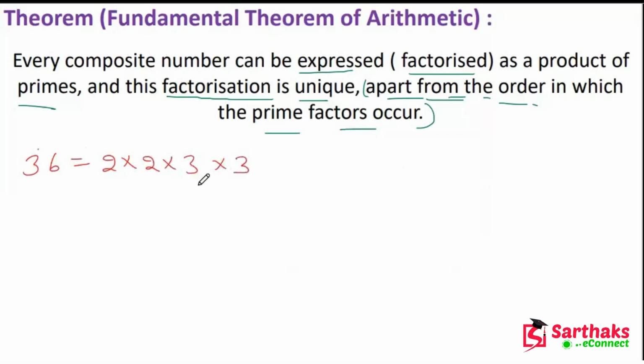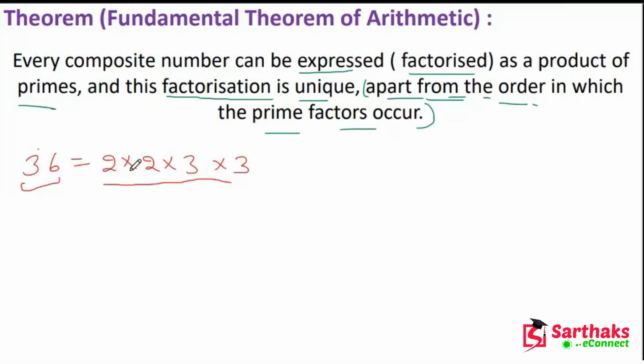Okay, got it? Now, the first statement says that every composite number, like 36, can be expressed as the product of primes. Yes, this is the expression of product of primes. And this factorization is unique. Yes, of course, this factorization is unique.